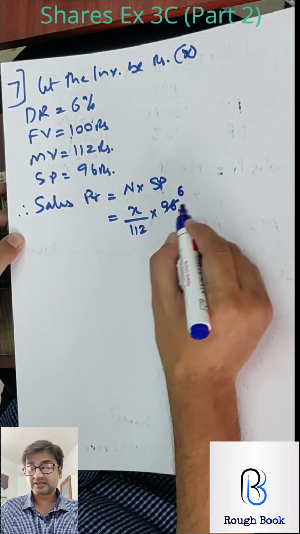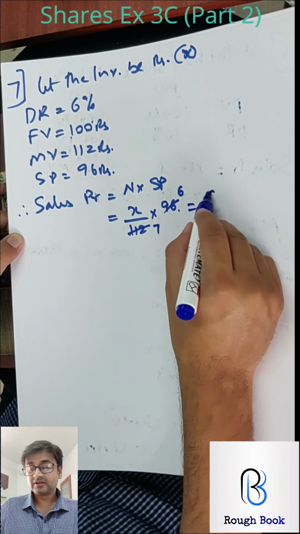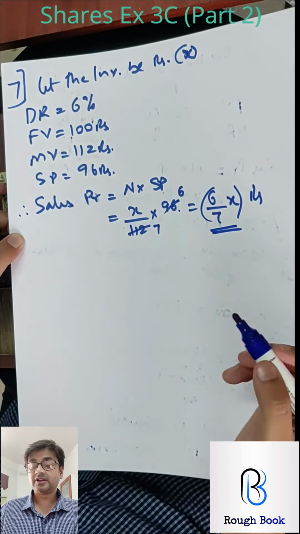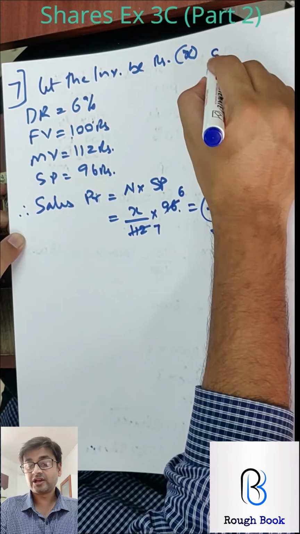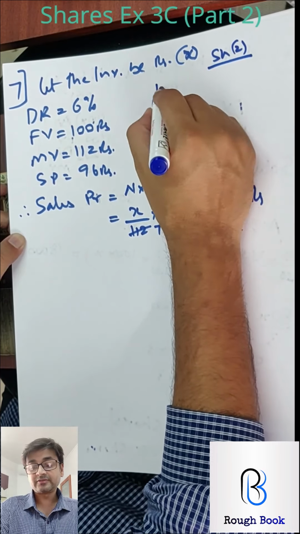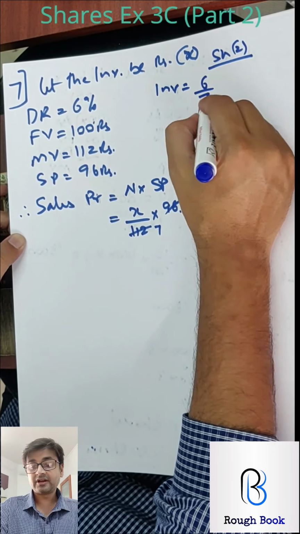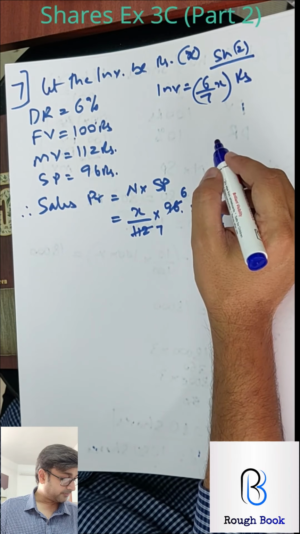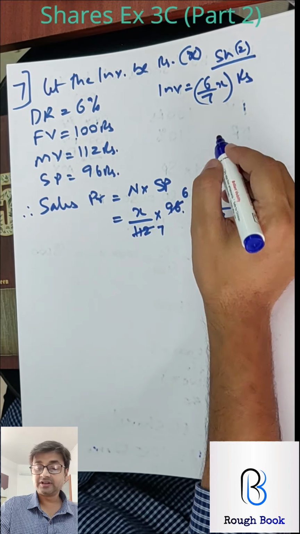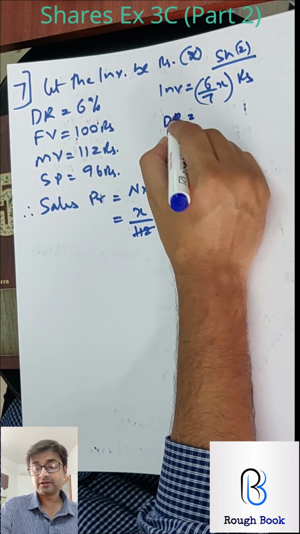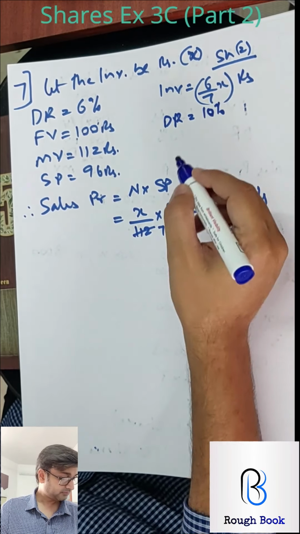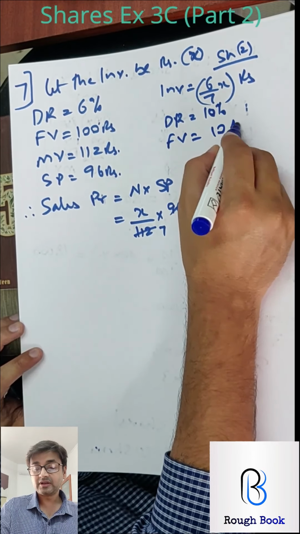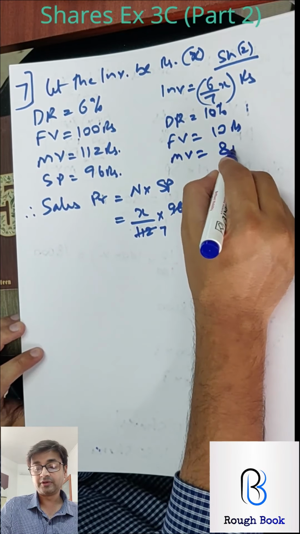So 16 6s are, 16 7s are, so 6 by 7 X rupees. This becomes the investment in the second shares. So share 2, investment 6 by 7 X rupees. What is the data further given? And invested the proceeds in 10%. So dividend rate 10%, 10 rupees at 8. So face value 10 rupees. Market value 8 rupees. Correct?